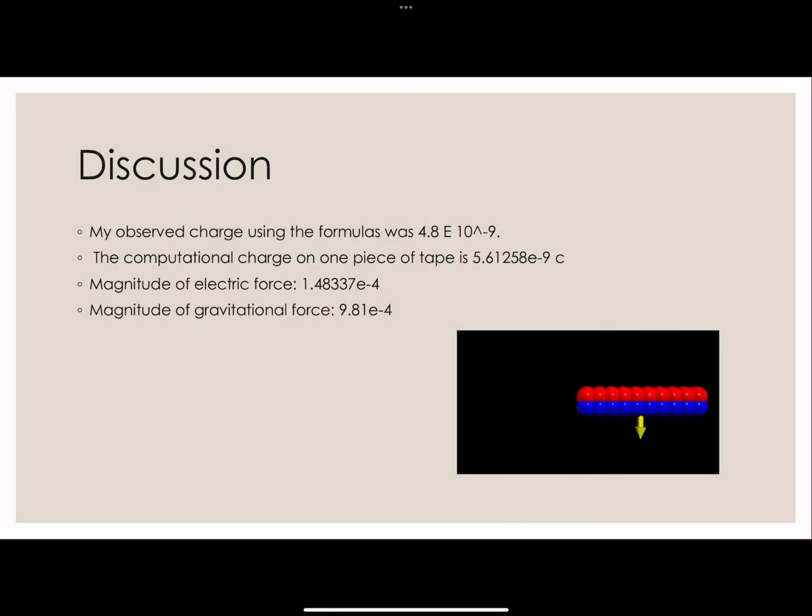For the discussion, the first two bullets are from the previous lab. The observed charge was found using the math formulas, and I got 4.8 times 10 to the negative 9. The computational charge was found using the code from last lab, which is 5.6 times 10 to the negative 9. I added these because later we will compare this computational charge to the one I got in this lab. As you can see, the magnitude of the electric force is 1.48 times 10 to the negative 4, and the magnitude of the gravitational force is 9.8 times 10 to the negative 4.